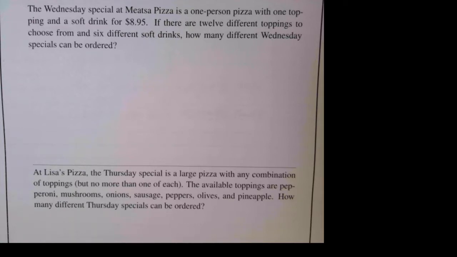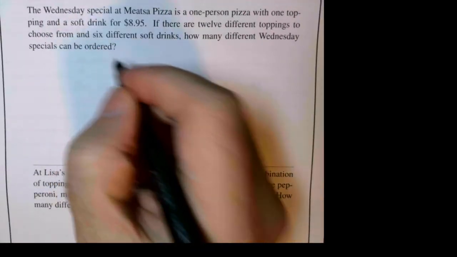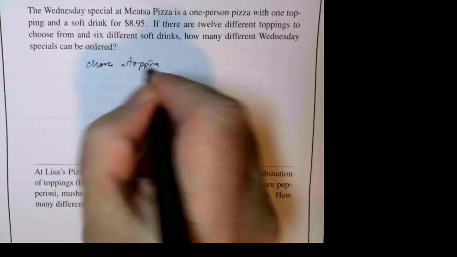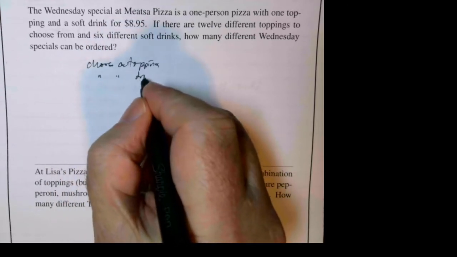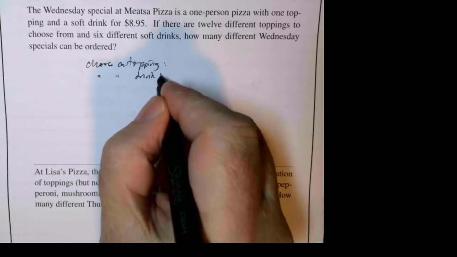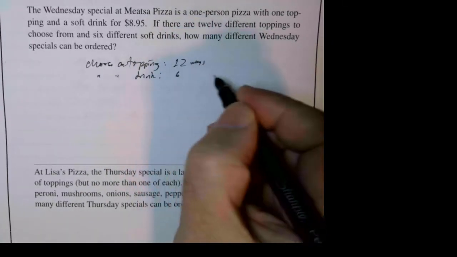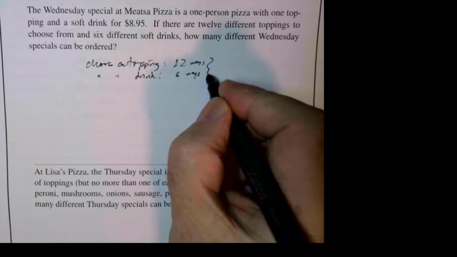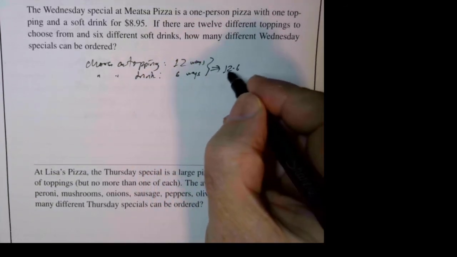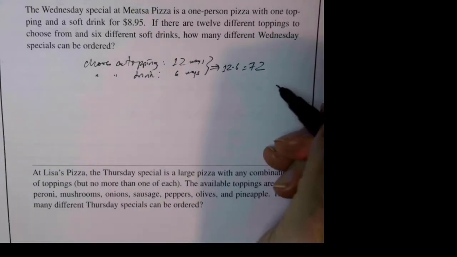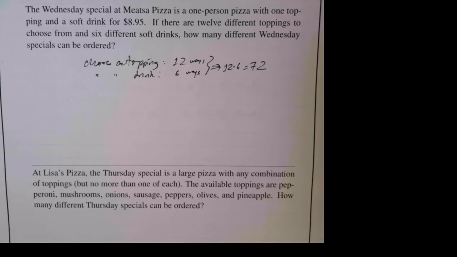And we think of choosing a Wednesday special as being broken down into 2 tasks. So first we can choose a topping, and then we can choose a drink. And there are 12 ways to choose a topping, and there are 6 ways to choose a drink. So there are going to be 12 times 6, or 72 ways to choose first a topping and then a drink. And so there are going to be 72 possible Wednesday specials.